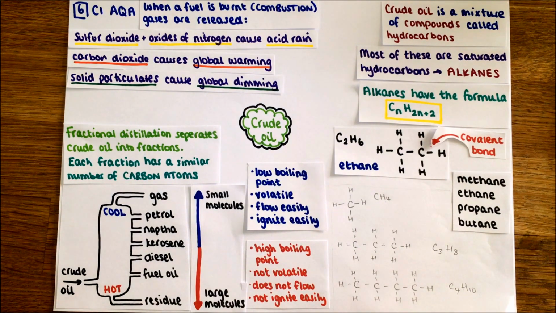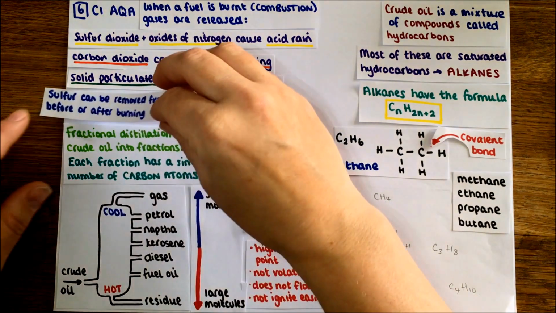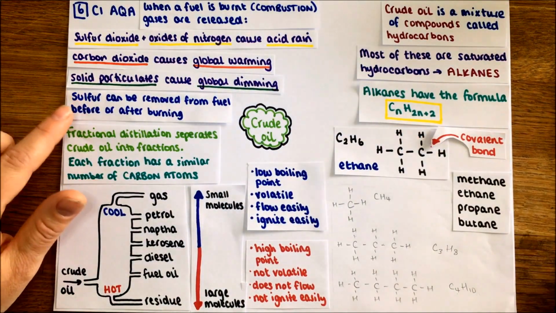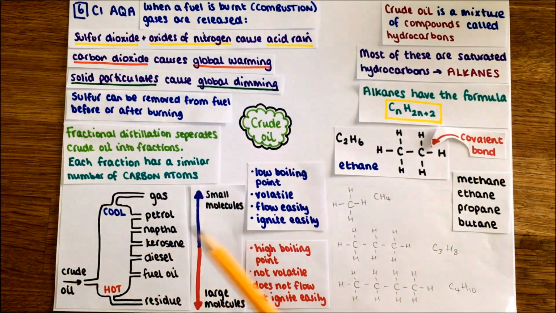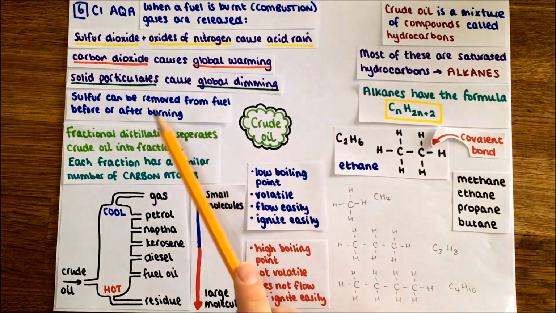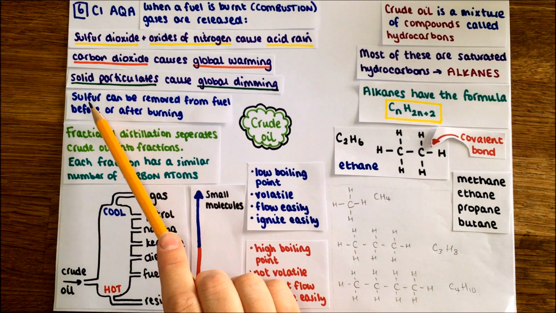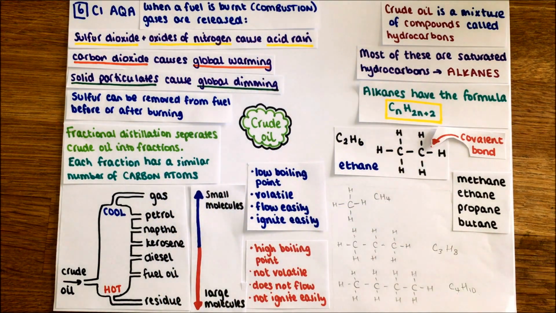Most of the sulphur, though, that's produced by fuels is removed either before or after burning. So it might be in catalytic converters and exhausts. It might be in chimneys of industry, etc., to try and remove that sulphur, or it could be prior to the fuel actually being burned. So we do try and remove that sulphur so we don't get acid rain being caused.